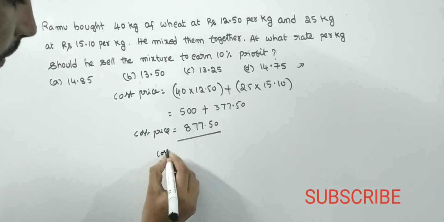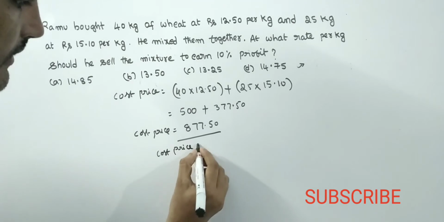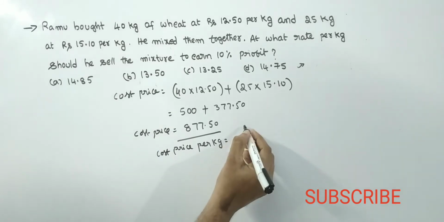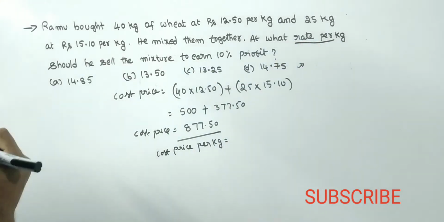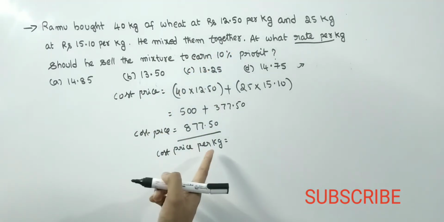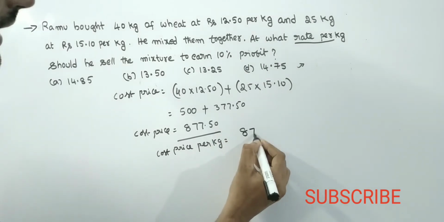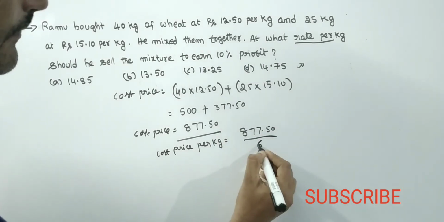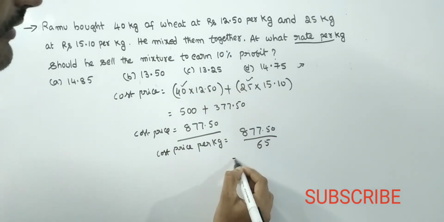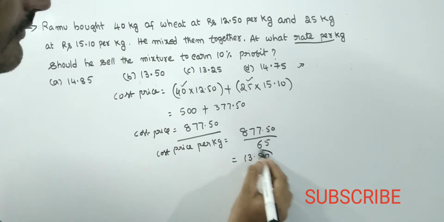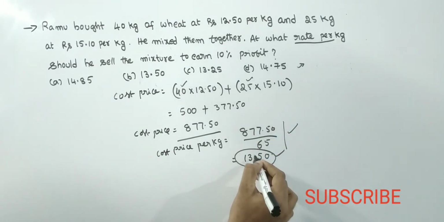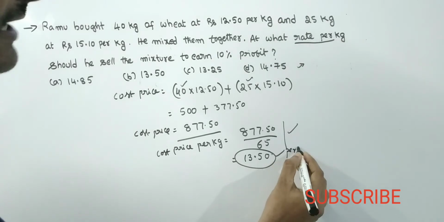Then cost price per kg after mixing. See friends, cost price per kg after mixing, because he is asking at what rate per kg he should sell to earn a 10% profit. Then we will find the cost price per kg after mixing. 877.5 divided by the number of kgs, how much? 40 plus 25, that means 65. Equal to 13.5. See friends, if you calculate this, 13.5 will come. So 13.5 per kg. This is the actual cost price.